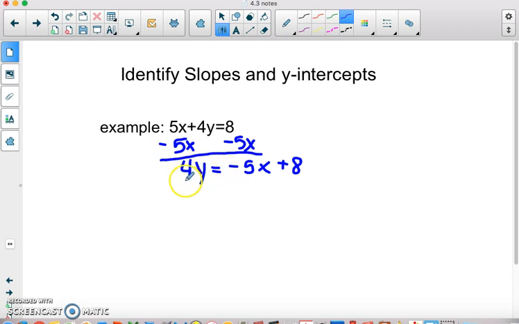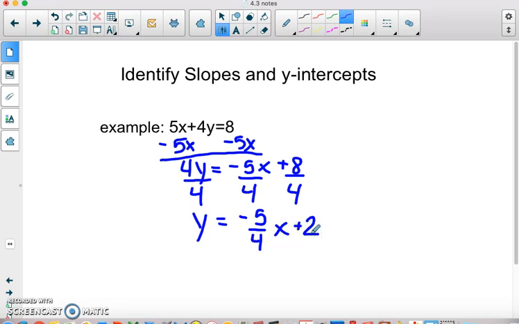y is still not by itself, so here I have to divide by 4. Make sure you divide each term by 4, and I'm left with y equals negative 5/4 x plus 2. Now that my equation is in slope-intercept form, I can identify my slope and my y-intercept. So here would be my slope. So I would have m equals negative 5/4, and here would be my y-intercept. So I say b equals 2.